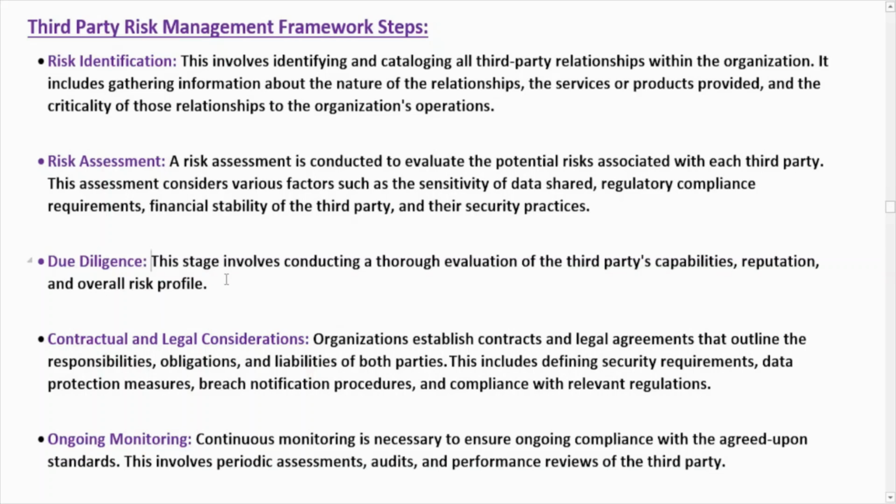Then we have due diligence. This stage involves conducting a thorough evaluation of the third party's capabilities, their reputation, and overall risk profile. In this step, organizations may review the third party's financial statements, their security policies, and their business continuity plans. They also conduct site visits or interviews to ensure compliance with required standards as well. In our example, the bank conducts due diligence by reviewing the payment processing company's financial statements, their security policies, and by conducting interviews with their security team as well. They also assess their disaster recovery and business continuity plans to ensure they align with the bank's requirements.